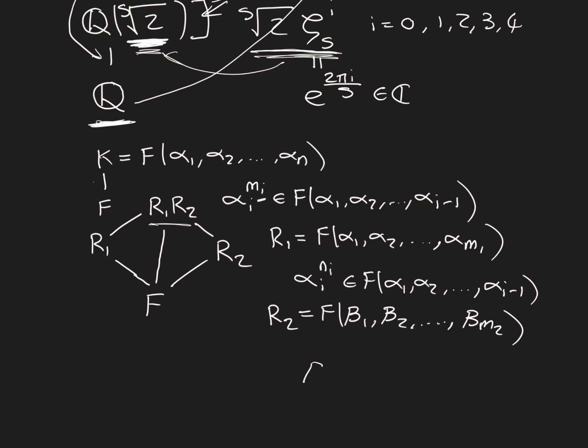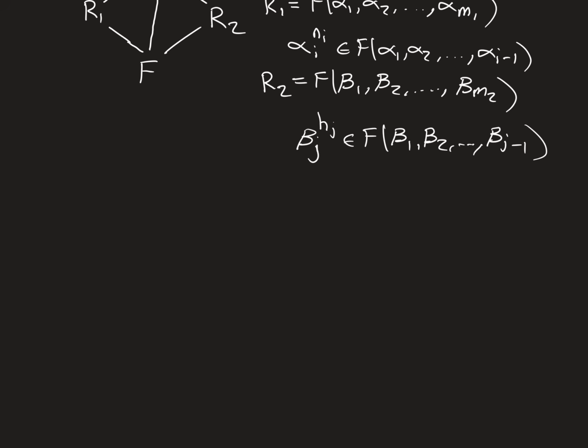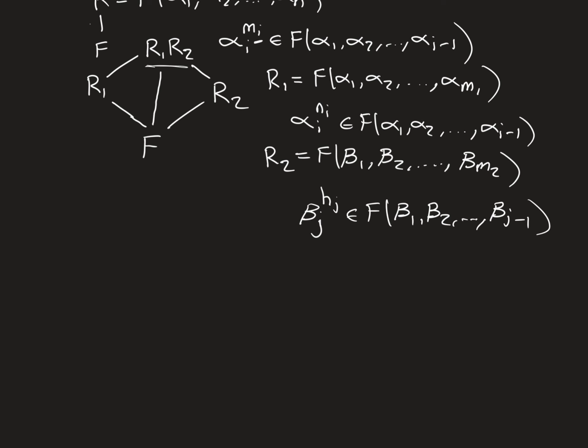And it will be the case that beta j, and then I need some other letter, will have h, to the power of hj is an element of f adjoin beta 1, beta 2, all the way up to beta j minus 1. Good. So that's just the definition of R1 and R2 being radical extensions of f.